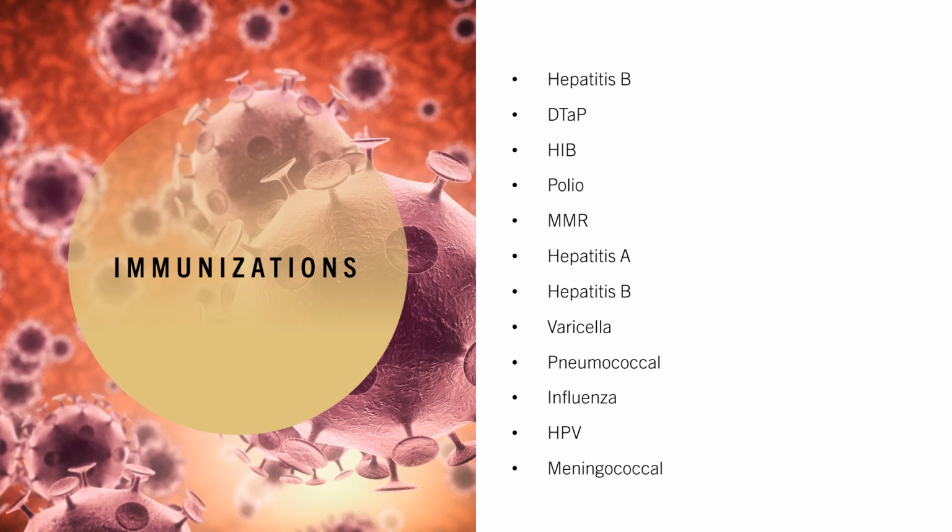HPV. If your child is under 15 years old, they need to have 2 shots anywhere from 2 months to 1 year apart. If they're over 15, they need to have 3 shots. Meningococcal should be given to every child who is unvaccinated against meningococcal disease at age 11 and 12 years, and then a booster at 16.